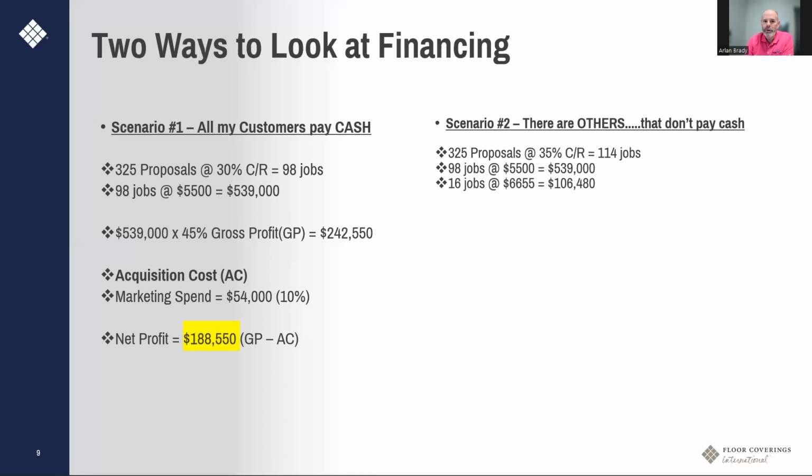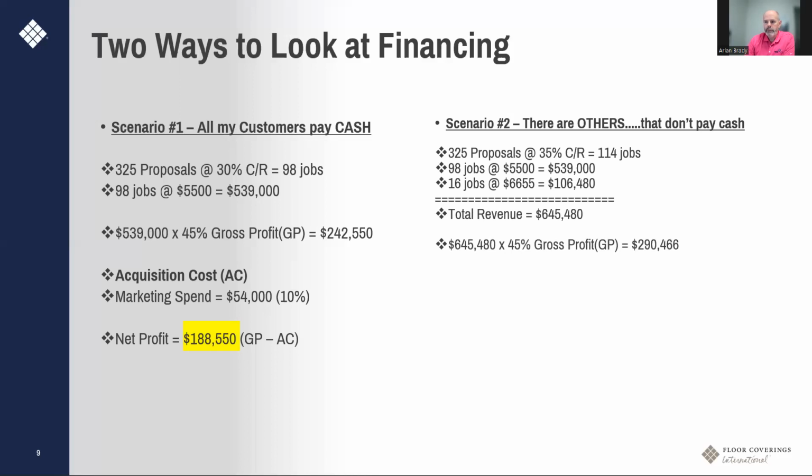And again, this is extremely conservative because what we found by studying the franchisees that use financing is on average, the whole business had a higher average job size. So this is assuming that it's only the financing jobs that had a higher average job size. But anyway, let's just say, again, being conservative, that it's only the 16 jobs that were at that average job size. So that being the case, we now have a total revenue of just over $645,000.